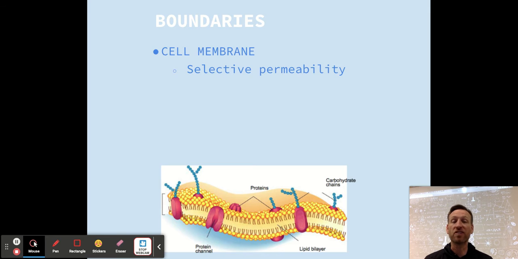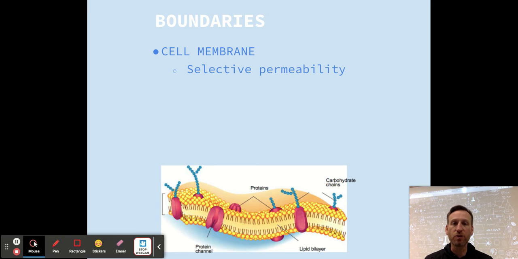Now, it doesn't just allow everything in and out of the cell, and that's where this term that's up on the screen comes from, selective permeability. So let's break that term down. Selective, meaning it chooses, right? It's selecting which things can come into the cell and which things leave the cell. Permeability just means that it has the ability for materials to be able to pass through it.